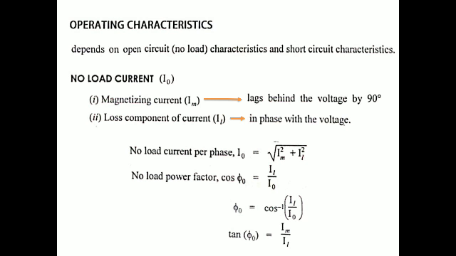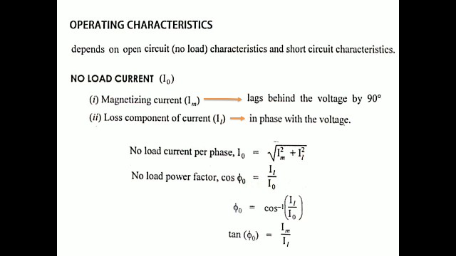In no load characteristics, we need a main parameter, which is I naught, that means the no load current. Under no load condition, the current value of that particular machine is I naught. We already know that I naught has two components. One component produces the flux, and the other produces the losses. They are the magnetizing current and the loss component of the current.